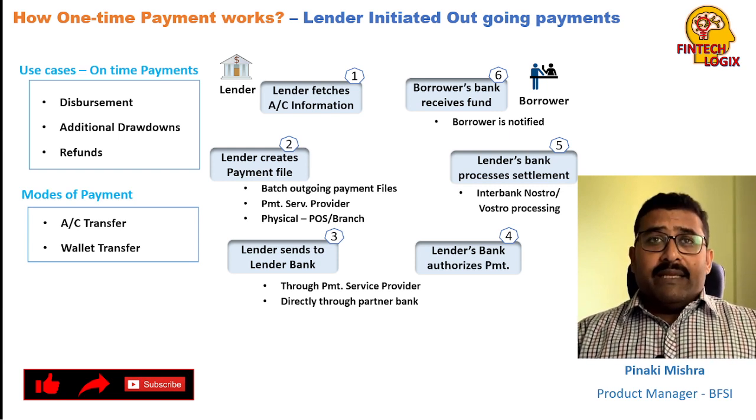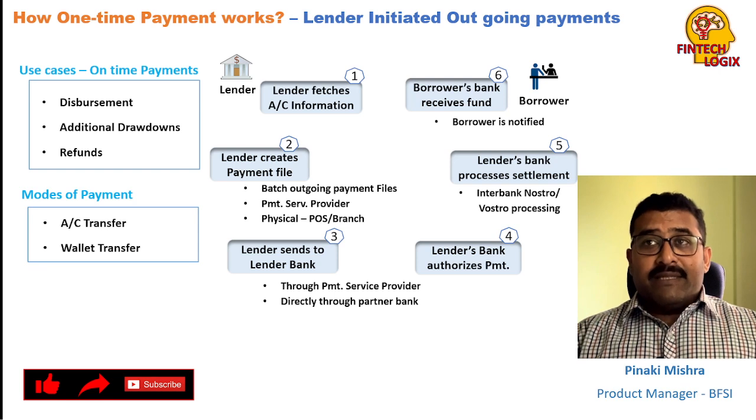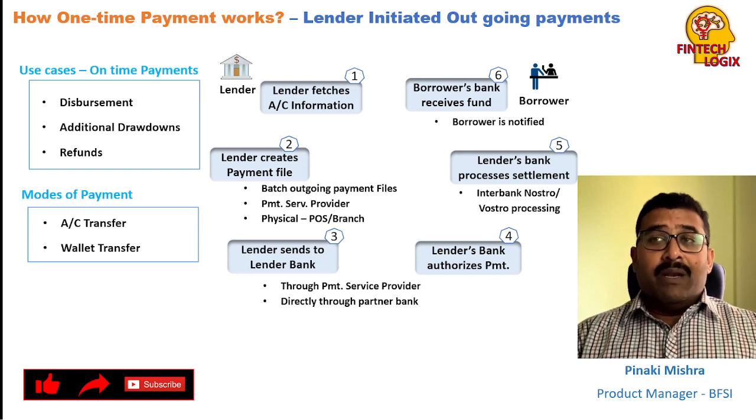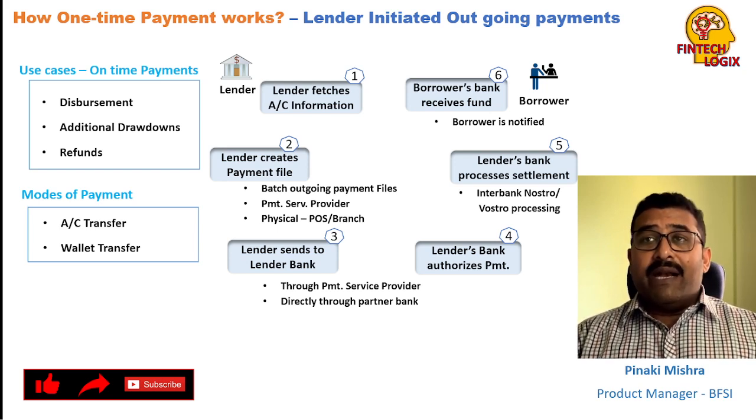Now, normally these kinds of payments are done either through an account transfer or a wallet transfer. In this case, the borrower's account details are registered with your lender. So at the time of doing a funds out, this account is used as the destination account for all these payments. Normally these accounts are verified accounts. If you remember, those accounts are verified at the time of your credit appraisal. So modes of payment would be account transfer and wallet transfer.